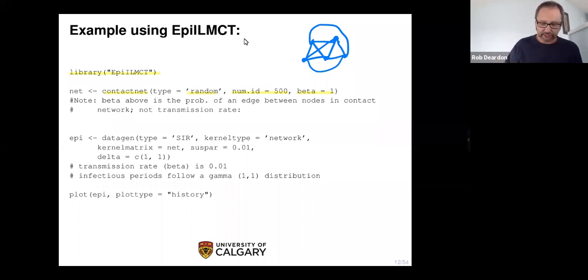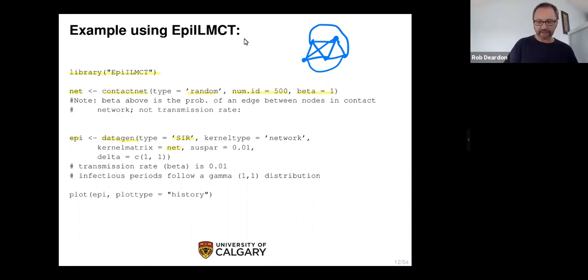The command that actually generates my output from my now stochastic SIR model is called datagen, and I'm storing that in an object called epi. So a few things here. I set my type of model to SIR. The kernel type is really describing how people are connected. That can be spatial, or it can be network, or it can be a mix of both. In this case, it's just network. For a network model, I have to tell it what the network is, and that's what I just defined or generated up here, a saturated network.